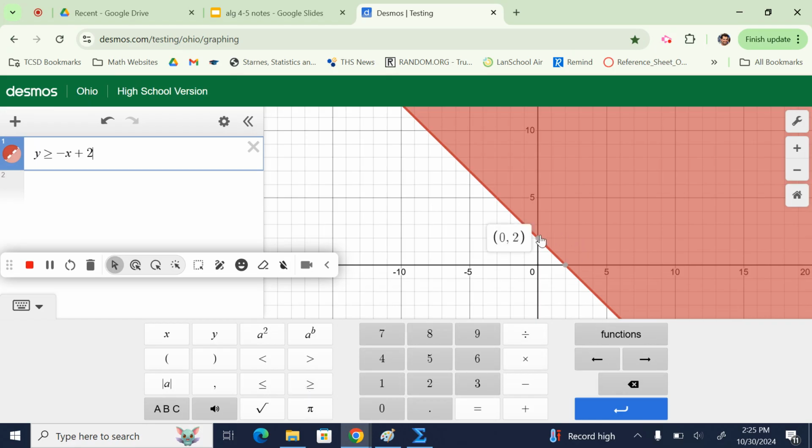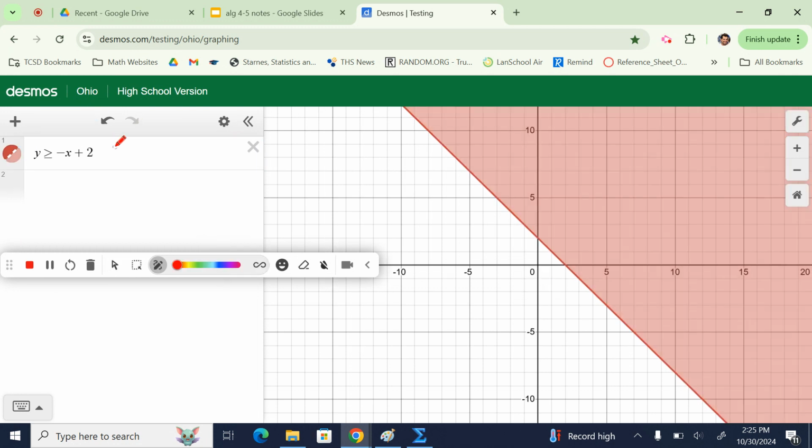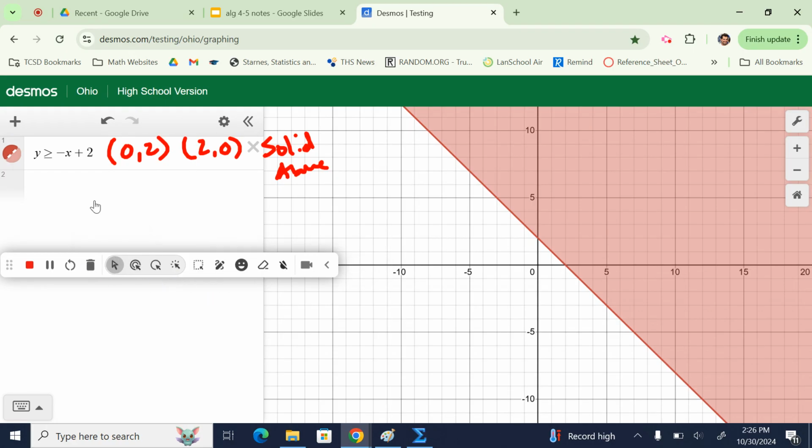Now I'm going to write down these 2 points. So 0, 2, and 2, 0. So over here, again, my writing's going to be a little bit big maybe. So 0, 2, and 2, 0. So when I get back, I'm going to graph that. And notice that the line is solid, and I'm shaded above. So it's a solid line, and it's shaded above. That's important. Okay, and now I'll graph the second one.